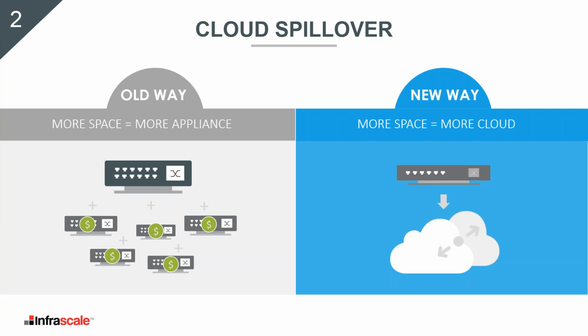So what's great about this is Gartner actually mentioned us for this. They named us a 2015 Cool Vendor in business continuity and disaster recovery. And when they wrote that Cool Vendor report, they included that Infrascale says, when you need more space, get a bigger cloud, not a bigger appliance. So you really want to have a solution with cloud spillover for all of your customers' growing data.